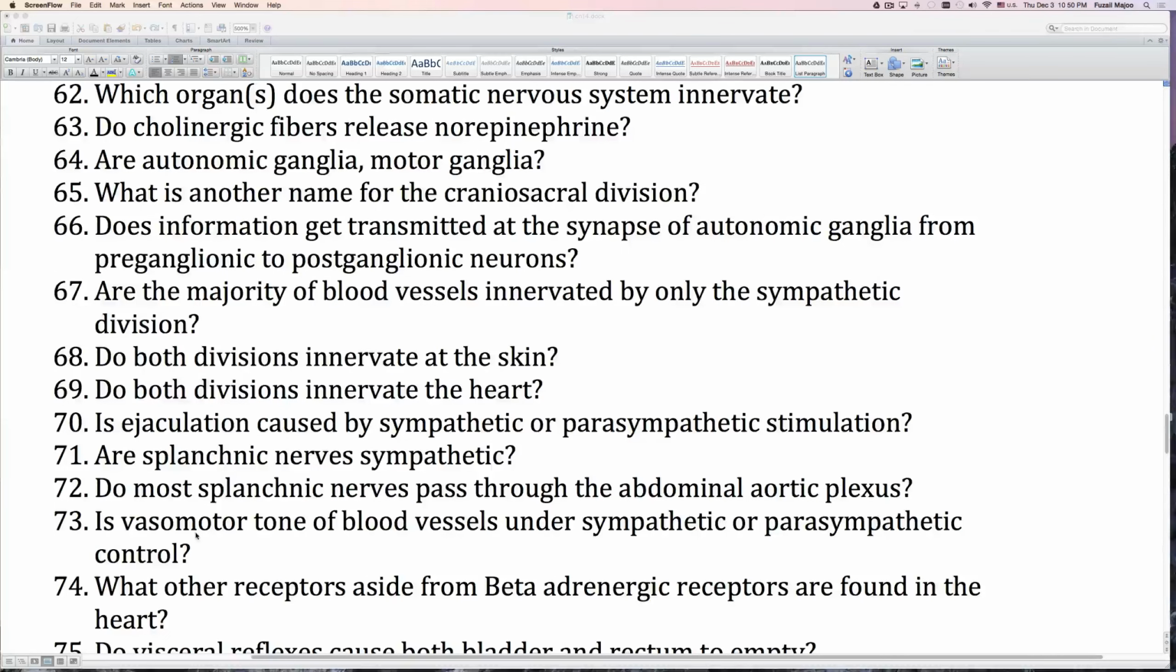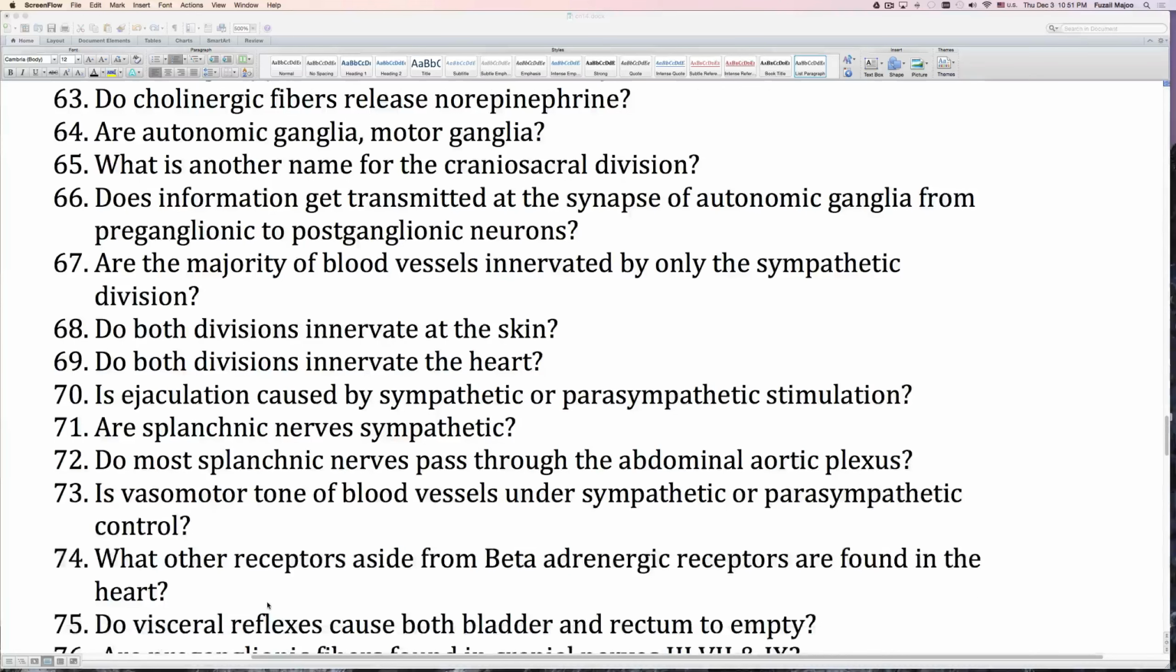Number 73. Is vasomotor tone of blood vessels under sympathetic or parasympathetic control? Number 74. What other receptors aside from beta adrenergic receptors are found in the heart? Number 75. Do visceral reflexes cause both the bladder and the rectum to empty?